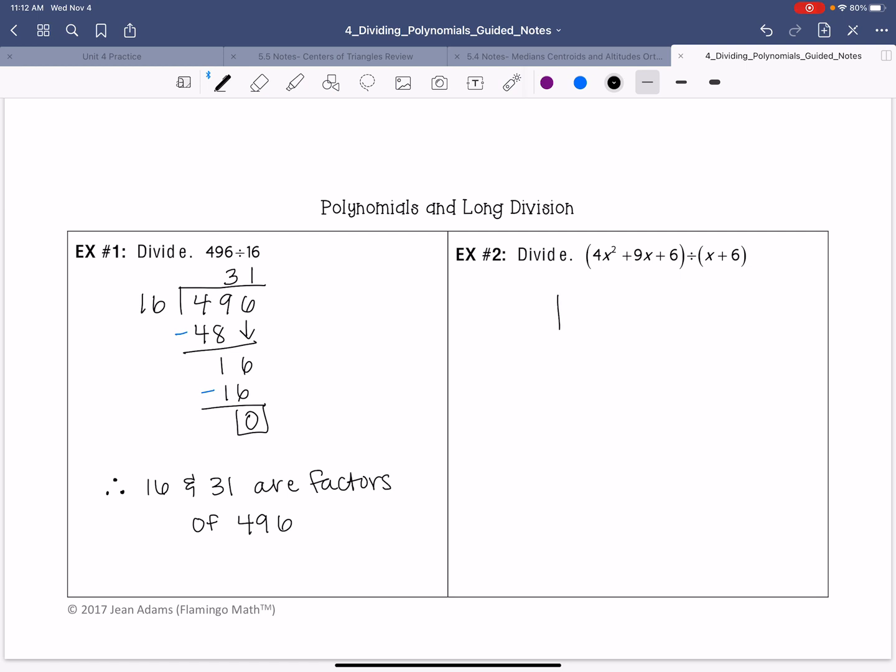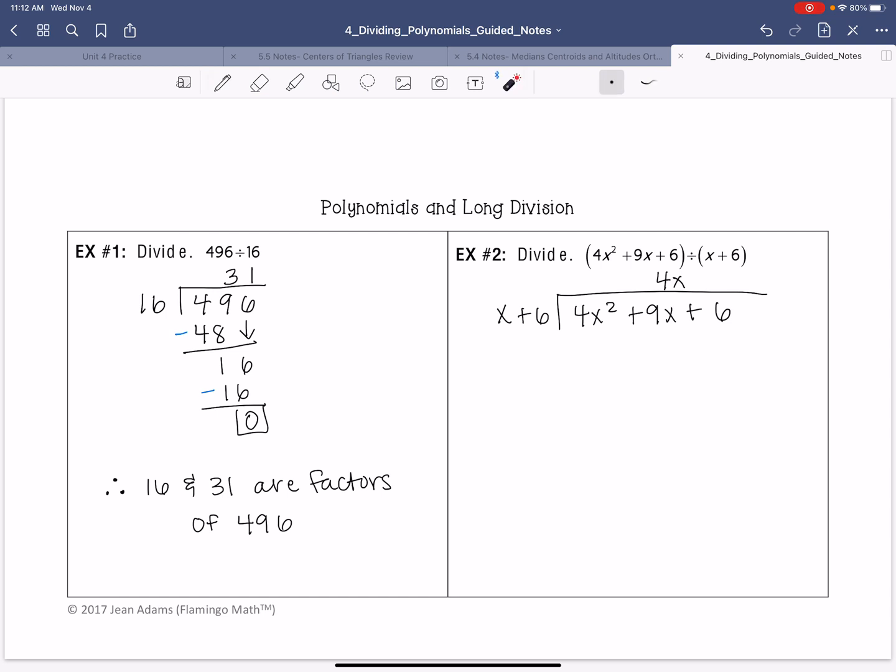So inside the house, 4x squared plus 9x plus 6 divided by this x plus 6. Okay, again, so we're just asking ourselves, how do I get this to look like that? So what do I need to multiply x by to get it to be a 4x squared? So I would need a 4, and I would need another x, so I need 4x. You align it here because it needs to align over the 9x, same degree, so we put that 4x.